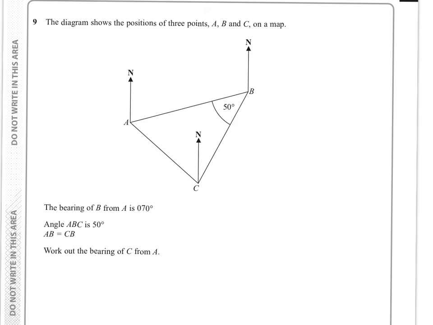Question 9. The diagram shows the positions of 3 points A, B and C on a map. It says the bearing of B from A is 70 degrees. So that's the first thing we should look at.